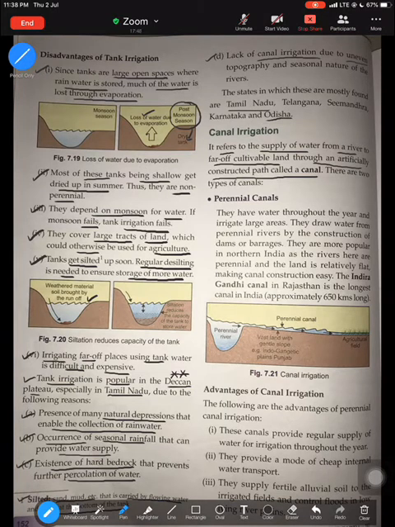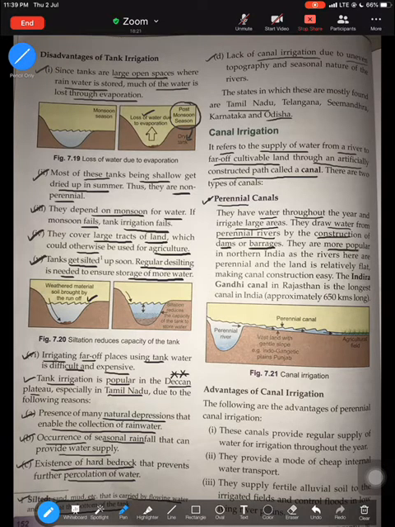Now, there are two types of canals. One is a perennial canal, from the word itself, perennial meaning which has water in it throughout the year. All right, and the other is non-perennial canal. So let's start to learn about what are perennial canals. These are canals which have water throughout the year and can irrigate large area. They draw water from the perennial rivers, so definitely that's why they are perennial in nature, because they extract water from rivers which have water in it throughout the year. How do they extract water? By the construction of dams or barrages.